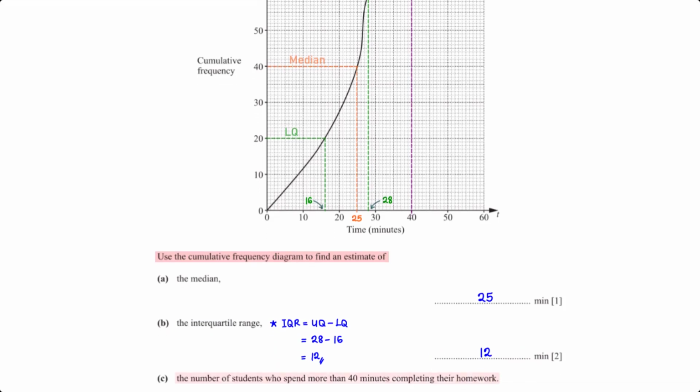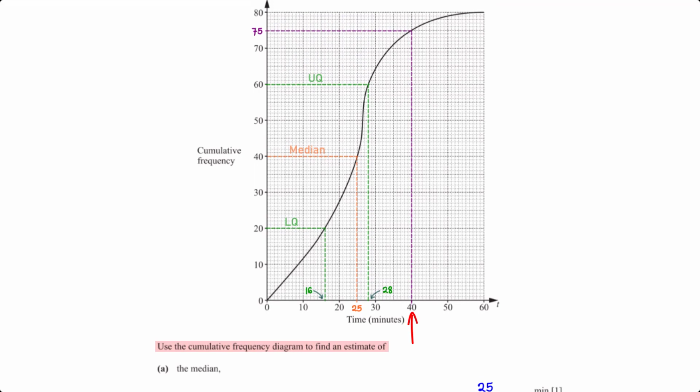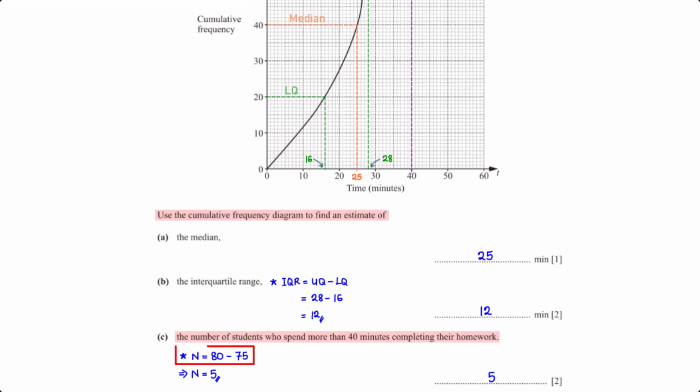Find an estimate of the number of students who spend more than 40 minutes completing their homework. When we map 40 minutes onto the graph, we get 75, which represents the number of students who spent 40 minutes or less to complete their homework. So to get the number of students who spent more than 40 minutes, we subtract 75 from the total number of students, which is 80. This gives us 5.